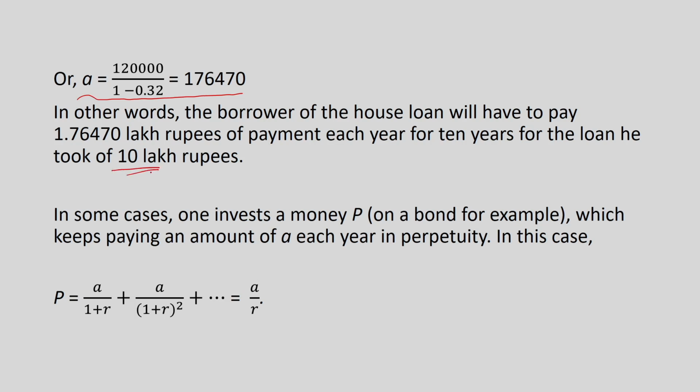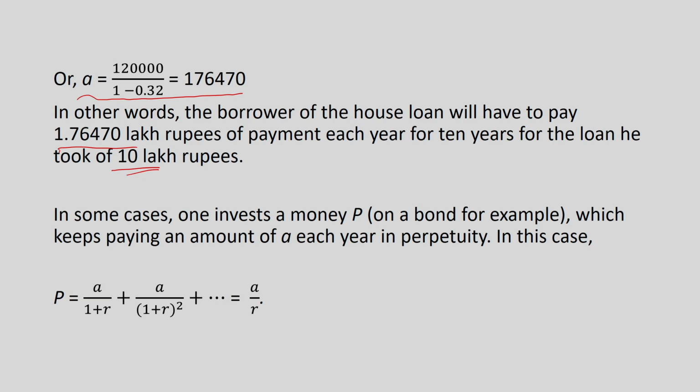So, this is the answer, and notice he has taken a 10 lakh rupees loan today, and he is going to make 10 payments, but the amount of payment each year is not 1 lakh rupees, it is 1.76470 lakh rupees, which is more than 1 lakh. And this is because the value of money tomorrow is less than the value of money today. The same amount of money will be worth more today than tomorrow. That is why you have to make the payment more if you want to pay it in future, to account for the time.